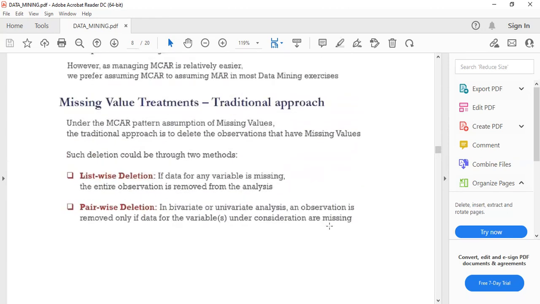I will just give you an example. I will cite one example so that you can understand.